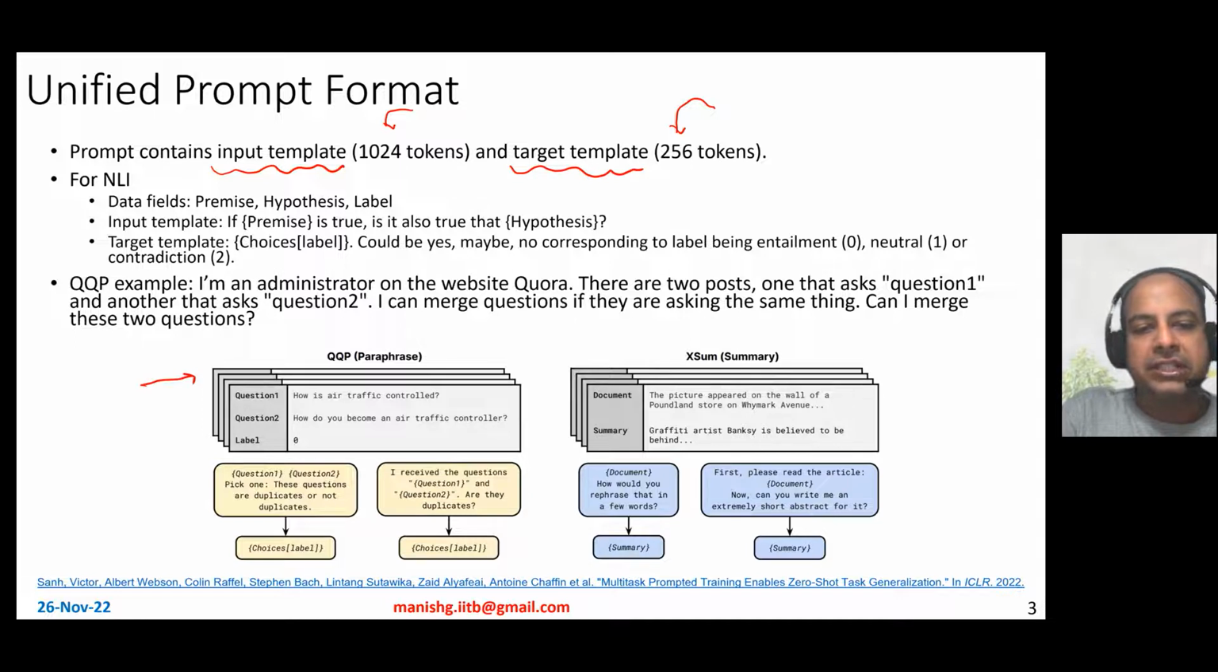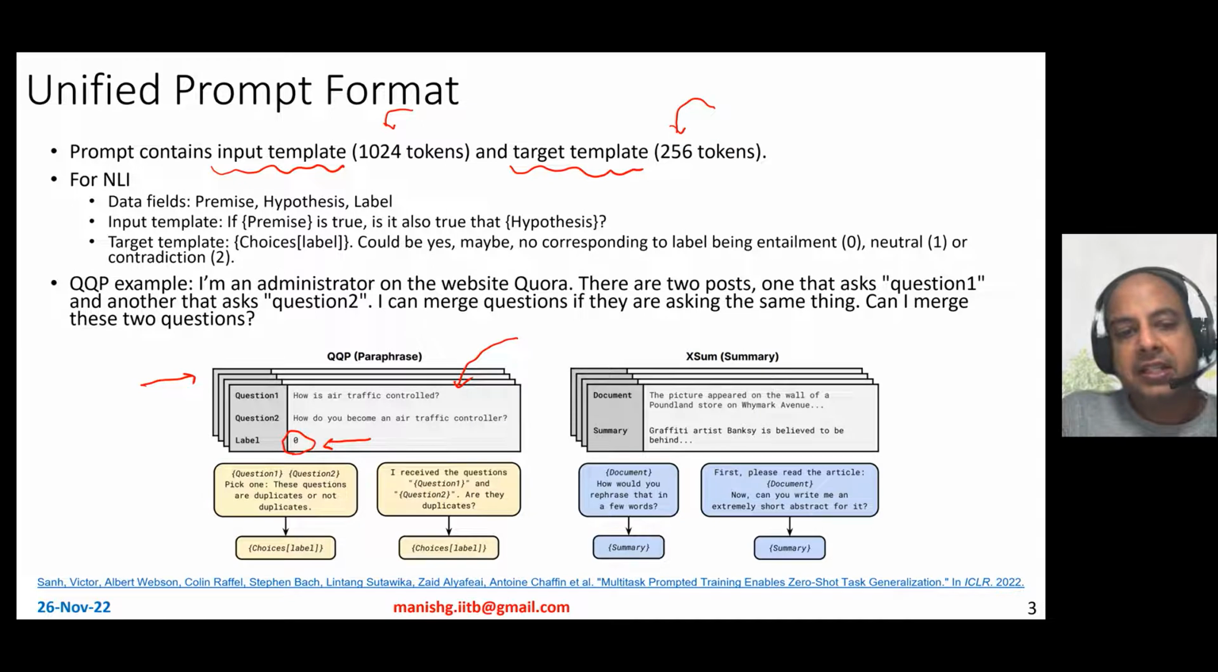This is a Quora question paraphrasing problem where, given two Quora questions, you have to identify whether they are paraphrases or not. So the idea is that the data is like this. There is a question 1, there is a question 2, and then there is a label associated. So, how is air traffic controlled? How do you become an air traffic controller? Are they paraphrases of each other or not? Depending on that, the label is going to be 0 or 1.